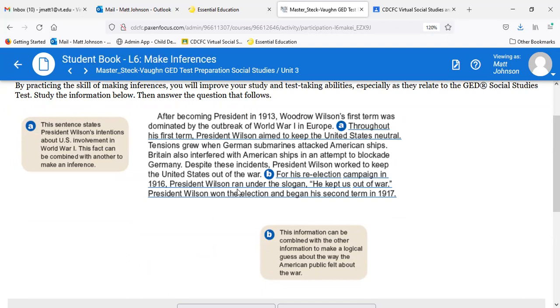So in that case, you can infer that at that point, the Americans were not too keen about getting involved in World War I, right? That's the inference you can make there. If he's dedicating that much of his campaign and he made an effort to keep us out, you could probably think the public opinion at that time was that we shouldn't be involved in that. That would have been the majority opinion.